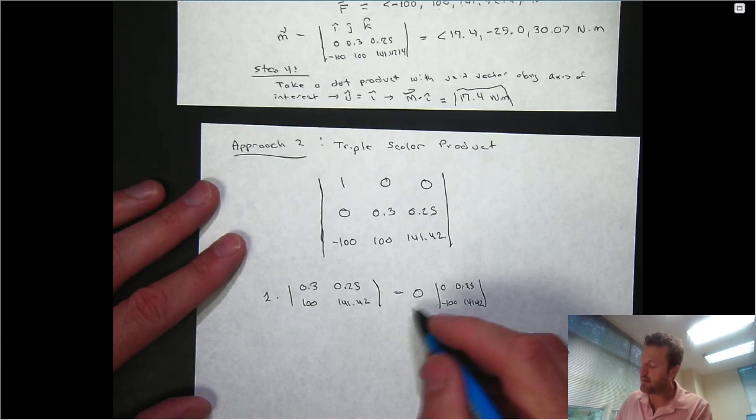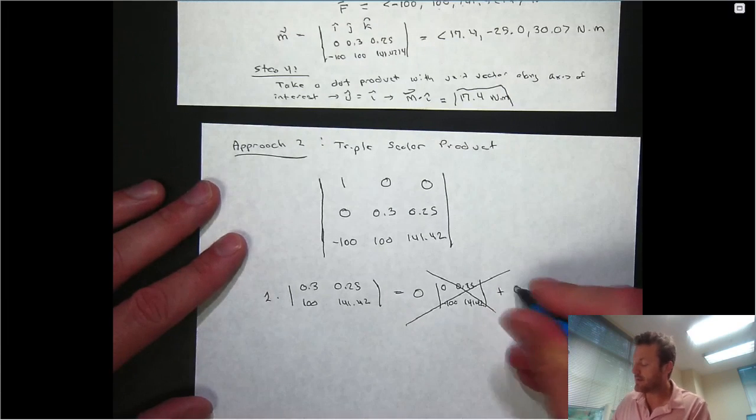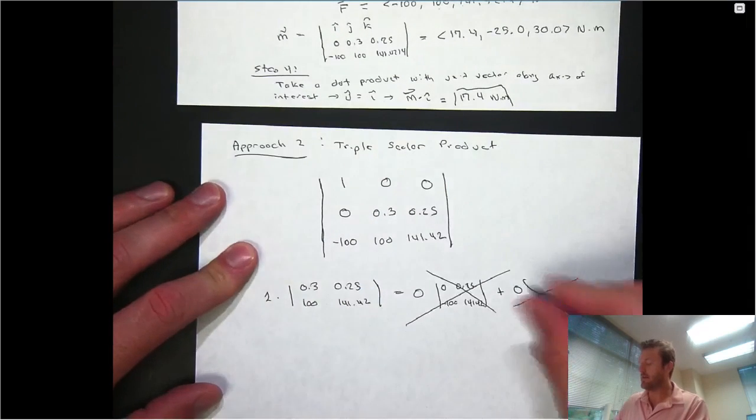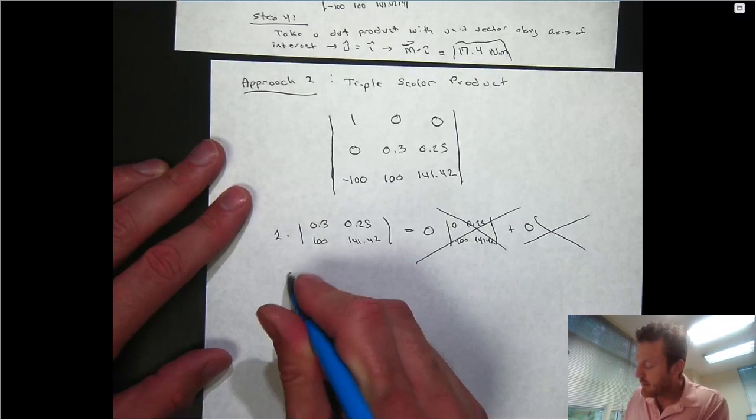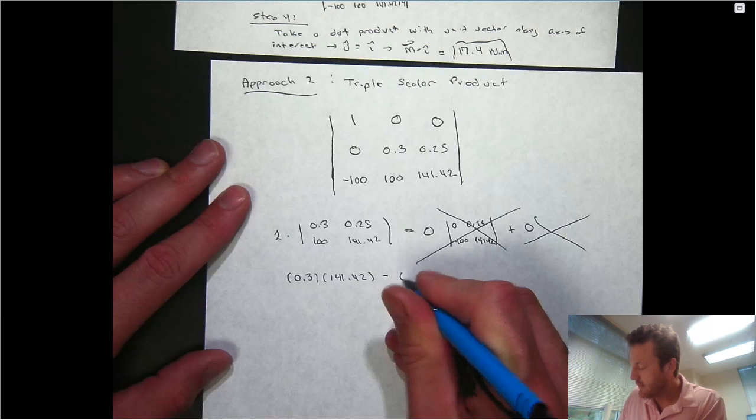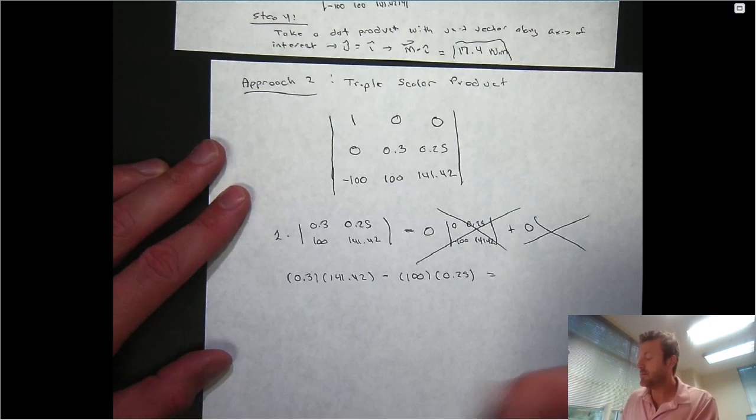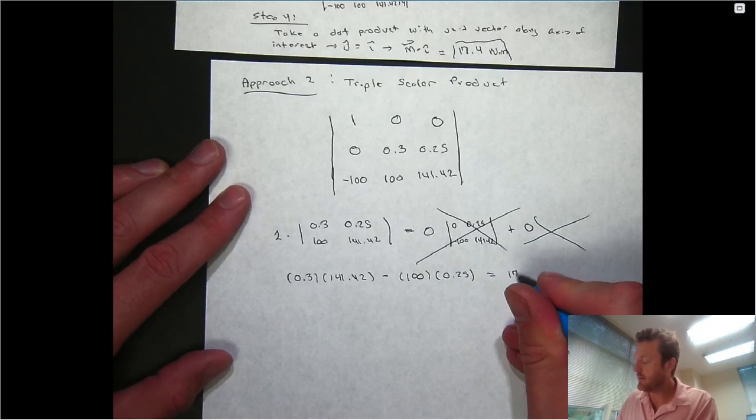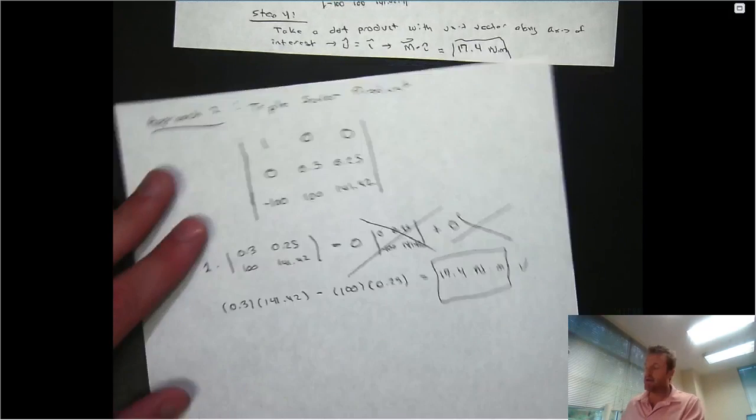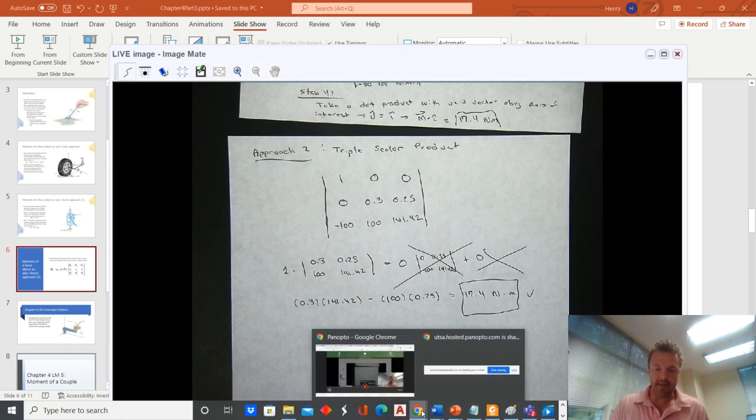And the reason I'm writing so sloppily is that whatever this determinant is, when you multiply by 0, you're just going to get 0. And that same thing happens for the third term as well. You take the determinant of this matrix, but you scale it by 0. So that'll be 0 as well. So what do we get here for this determinant? We get 0.3 times 141.42 minus 100 times 0.25. And if you compute that, take the products and take the differences, you would also get 17.4 Newton meters. So that will check out. So it's the same calculation that you're doing. This is just a mathematical approach through the triple scalar product that makes the mathematics quicker.